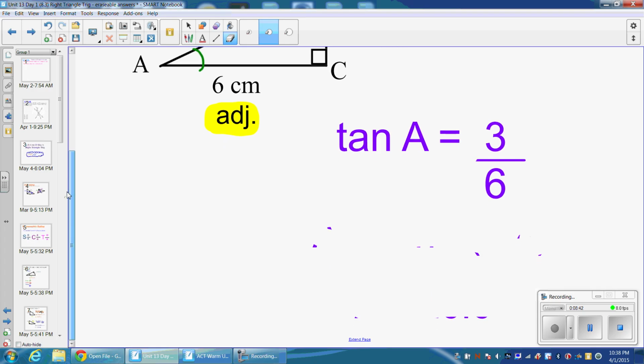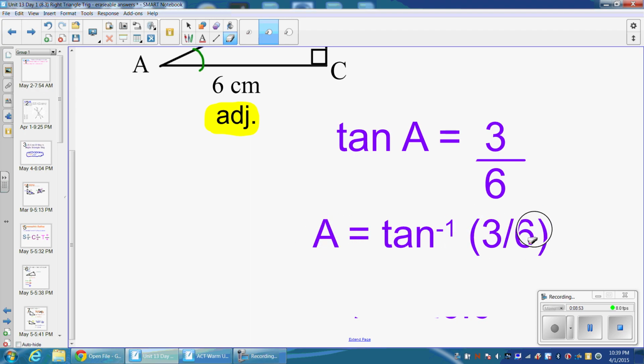And this is a little bit easier. To get rid of this tan, you just have to use the tangent inverse. So you end up getting A equals tan inverse of 3 over 6. And to use the tan inverse on your calculator, you type second tan, and you should see tan to the -1 come up, and you just type 3 over 6 in there, and it gives you your answer of 26.6 degrees.